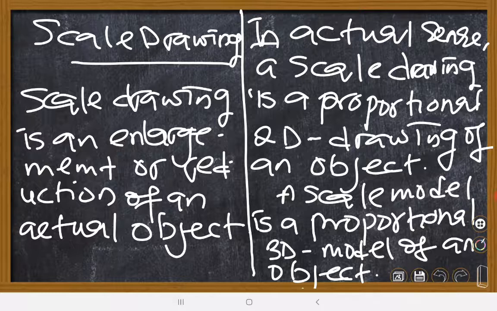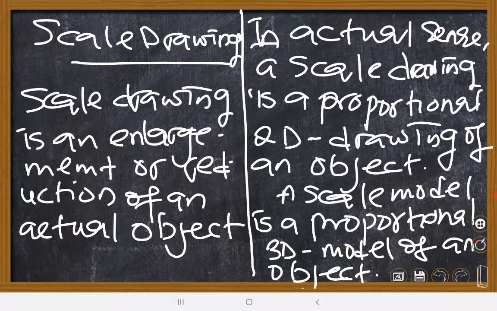For example, you can reduce a large 3 meter by 3 meter cube into a 3 centimeter by 3 centimeter cube. That is reduction. Or you can enlarge a small object by increasing the length and the size. That's enlargement. So scale drawing is an enlargement or reduction of an actual object.